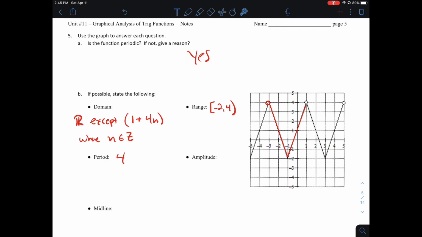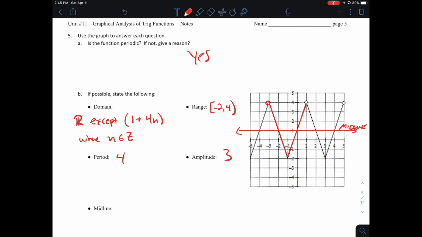What's the amplitude? That's the distance from the midline to the height, or you could say it is the top minus the bottom cut in half. So if we take 4 minus a -2, that's 6. Cut that in half, that would make the amplitude 3. The midline's halfway between the top and the bottom. So I would say the midline is here at y equals 1.